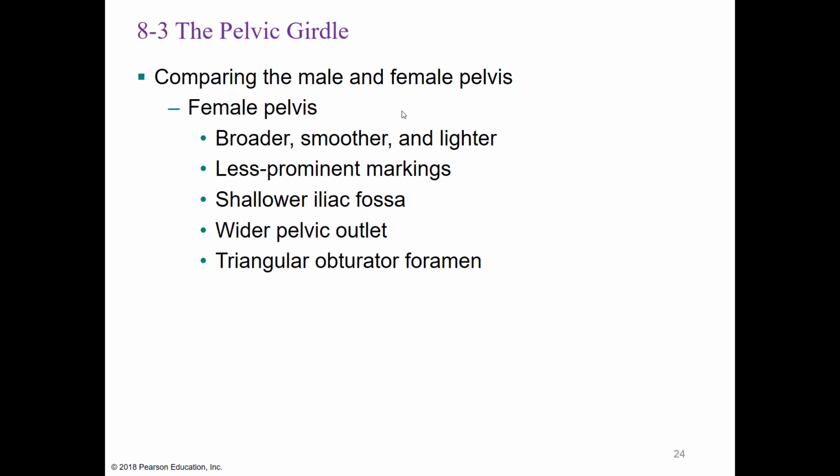So the male and female pelvis is clearly going to be different, and the main reason is childbirth. The female pelvis is going to be broader relative to body size, smoother and lighter, less prominent markings, shallower iliac fossa, a wider pelvic outlet, and triangular obturator foramen.